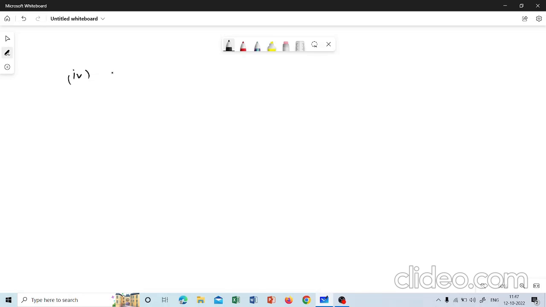Question number 4 and part 4. So this is 1 plus tan square A by 1 plus cot square A. This is very simple. Directly, again using the property, we have to remember the three properties actually. 1 plus tan square A is secant square A, and directly I can substitute it. So 1 plus cot square A is cosecant square A.